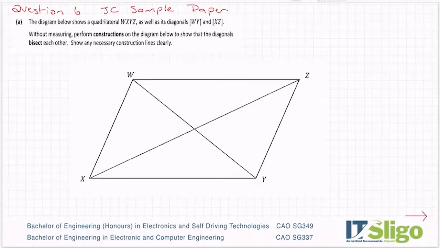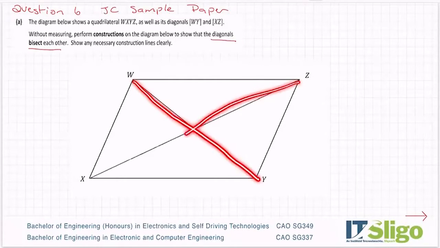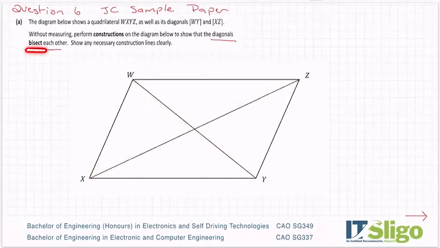Okay, so the diagonals bisect each other. That means that the diagonals, which are these two lines here, cut each other in half. Bisect. Bi is always two, but they bisect each other, they cut each other in half. So the diagonals, and we have to perform constructions. So how do you perform constructions?